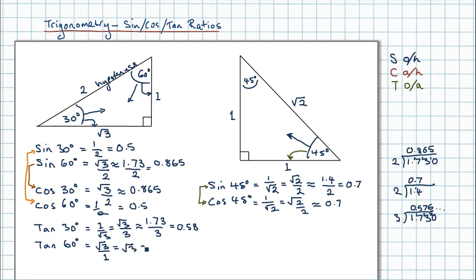And root 3, as we've said, is approximately equal to 1.73.